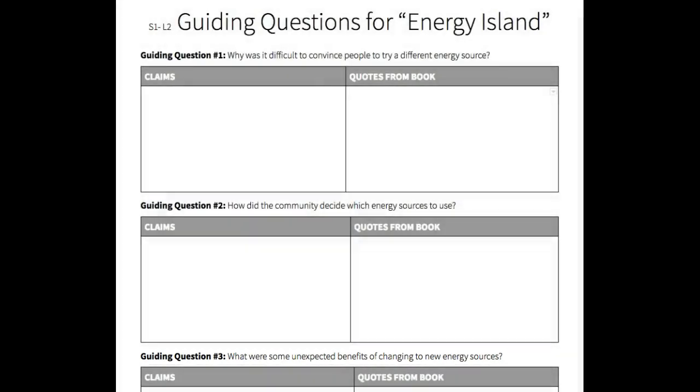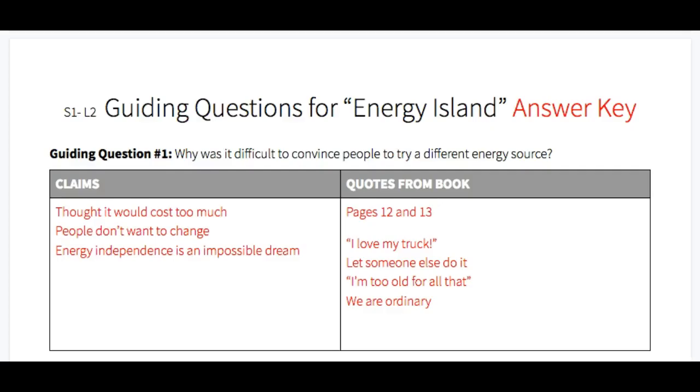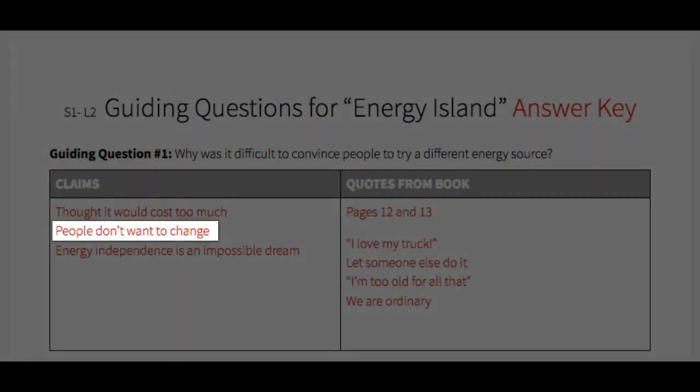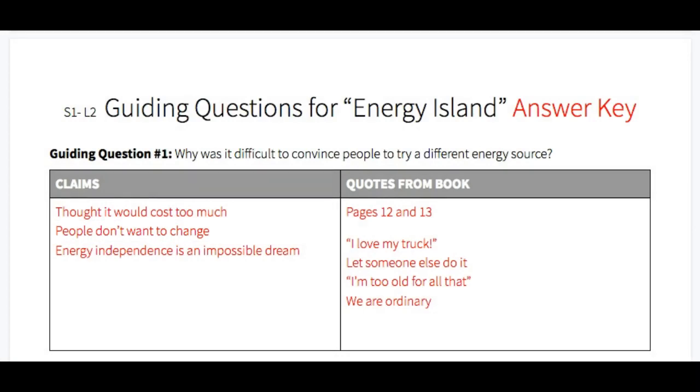Students will make claims related to the guiding questions. These claims are statements believed to be true because they are supported by evidence from the book Energy Island. For example, a student may claim that it is difficult to convince people to try a different form of energy because people don't want to change. Evidence to support this claim include quotations from the text and references to page numbers.